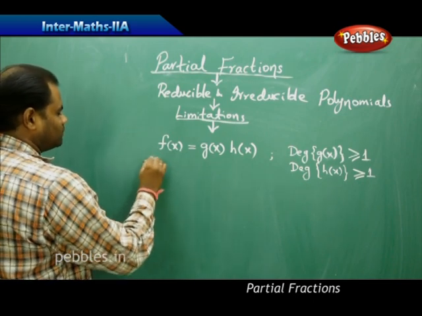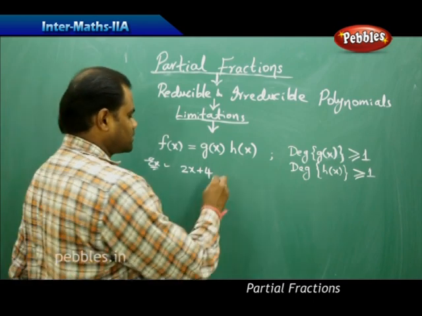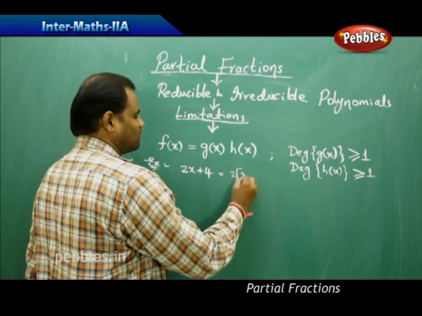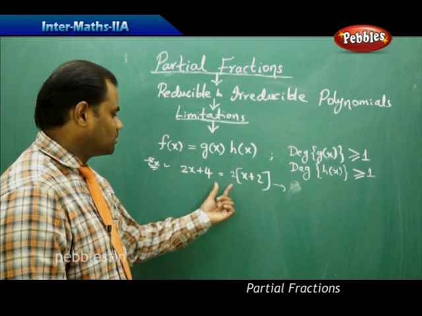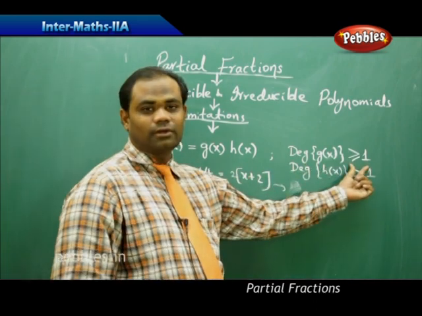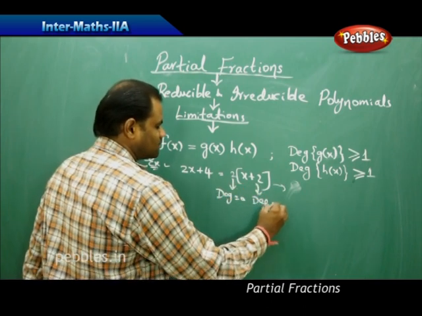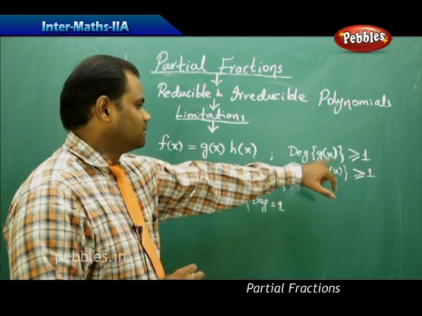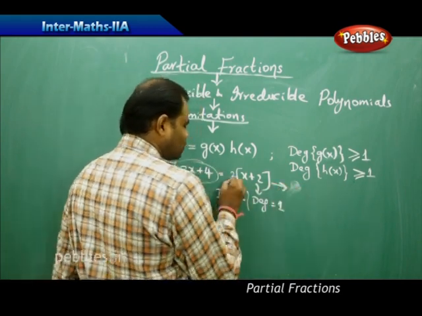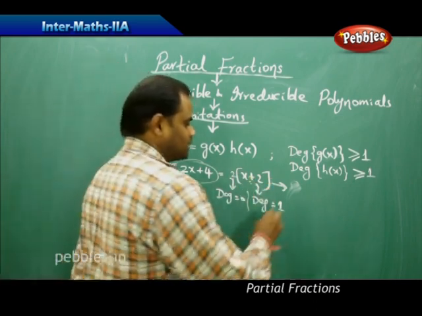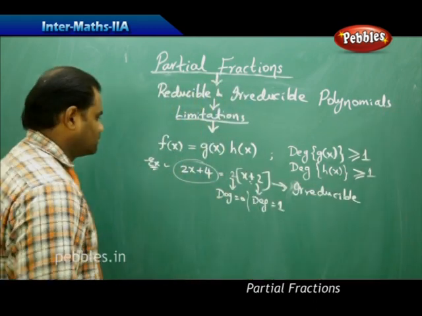So let's take here, for example, 2x plus 4. In this case, I can reduce this into 2 times x plus 2, but still this is an irreducible polynomial, because I want each of the factors to have degree greater than or equal to 1. But since the degree of this is 0 and the degree of this is 1, I say that this is irreducible. Though it can be expressed as a product of 2 factors, it is still irreducible. That is how we understand it.